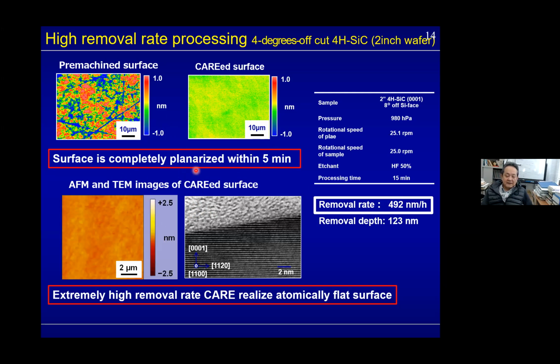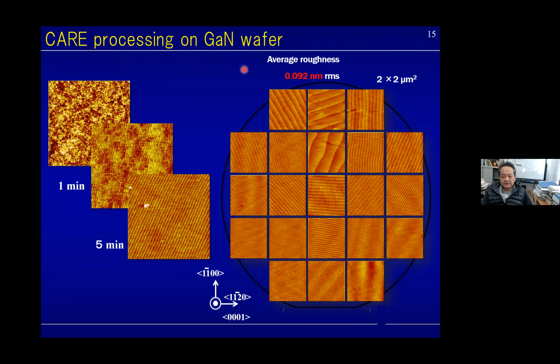But in this case, the CARE was applied to the gallium nitride wafer. Also, in this case, the gallium nitride wafer becomes a step and terrace structure. It looks like a kind of perfect surface. And this is the CMP surface, and this surface becomes a step and terrace structure within 5 minutes in the CARE process. So also in case of the gallium nitride device fabrication, this method works well to contribute to the R&D.